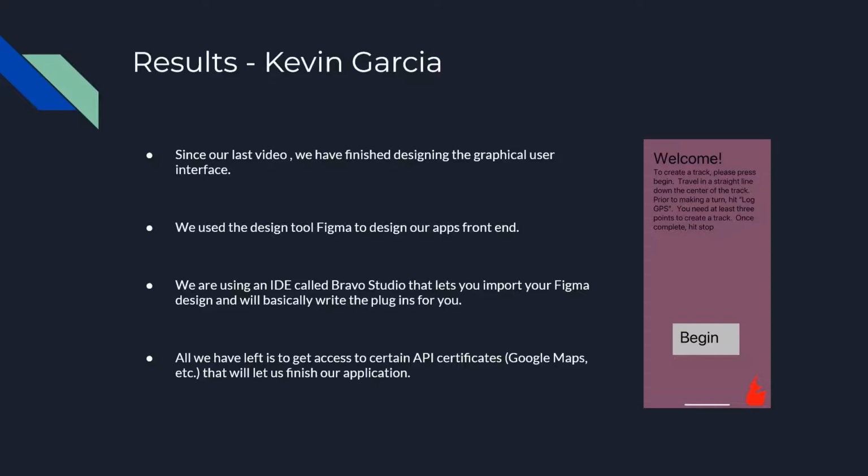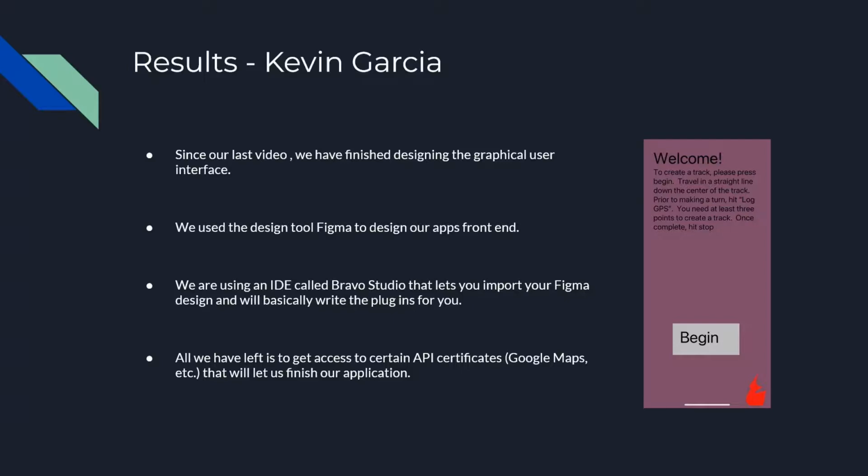For that, we decided to go with an IDE called Bravo Studio. Luckily, Bravo Studio lets you import your Figma design, and it does the same thing Figma does, where it'll write the plugins for you. It essentially is able to read your design and know what's supposed to be a button. For example, once we imported this one particular page into it, if you clicked on begin, it would bring you to the next page. So it was really user-friendly as well from Bravo.